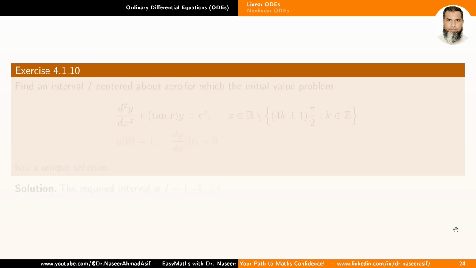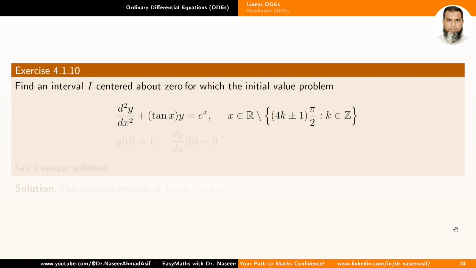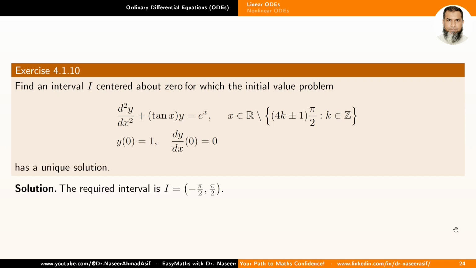Well, see another exercise. Find an interval I centered about 0 for which the initial value problem d²y/dx² + tan x · y = e^x, where x belongs to R other than (4k ± 1)π/2, where k belongs to Z, and y(0) = 1 and dy/dx at 0 is equal to 0, has a unique solution. Well, see solution. The required interval is I = (−π/2, π/2), open interval.